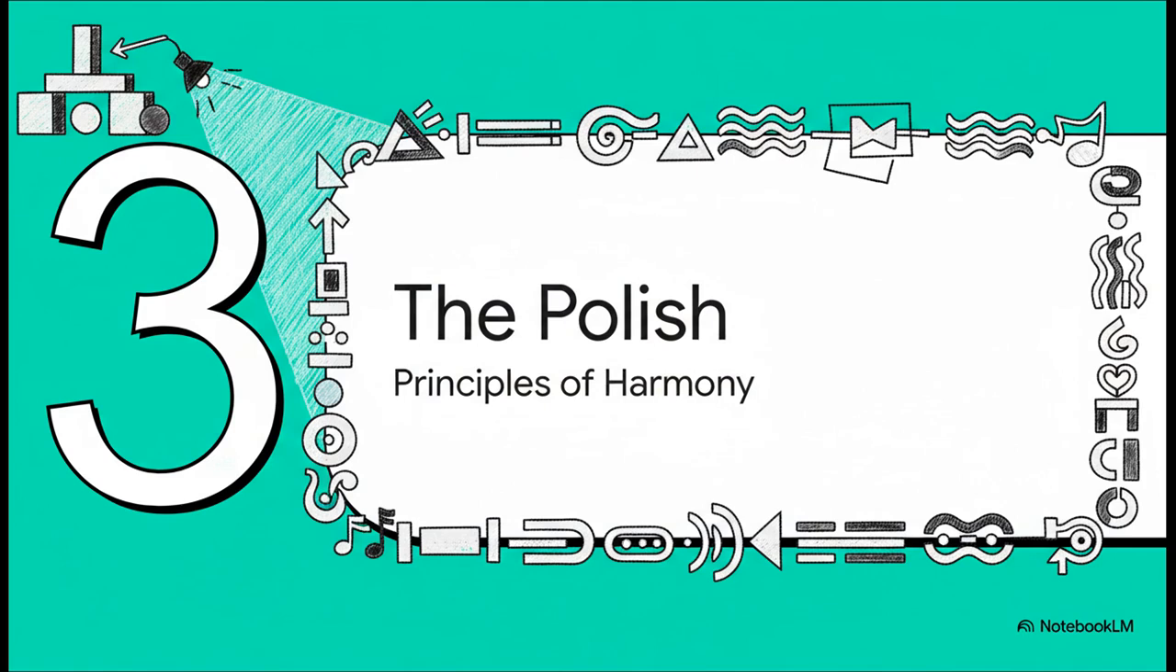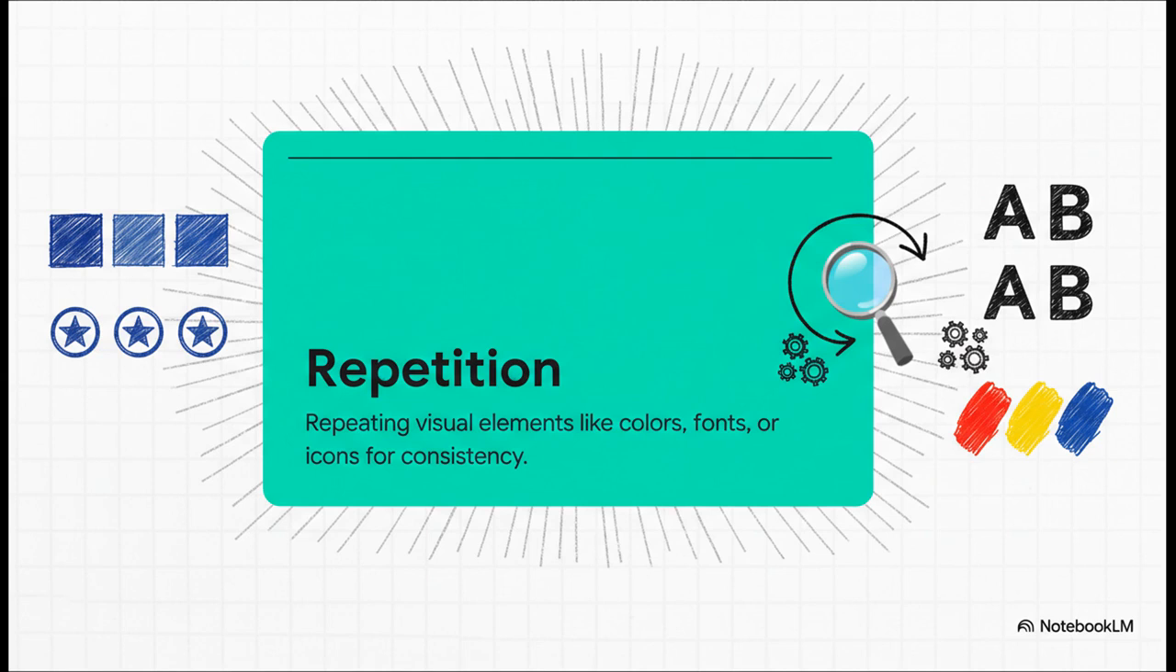So we've built this structure and we've aimed the spotlight. Now it's time for the final polish. These last principles are all about harmony. They're the rules that tie everything together to create one cohesive, professional design that just feels complete. Let's kick it off with repetition.